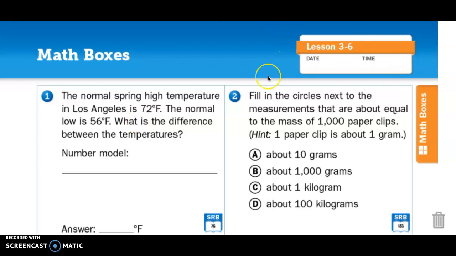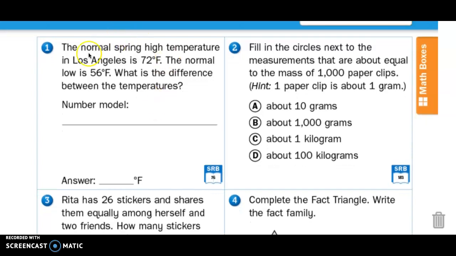And finally, lesson 3-6, math boxes. Number 1 says the normal spring high temperature in Los Angeles is 72 degrees Fahrenheit. The normal low is 56 degrees Fahrenheit. What is the difference between the temperatures?